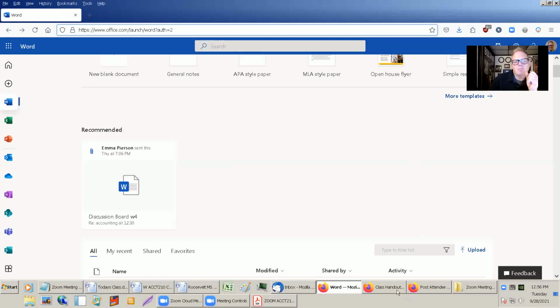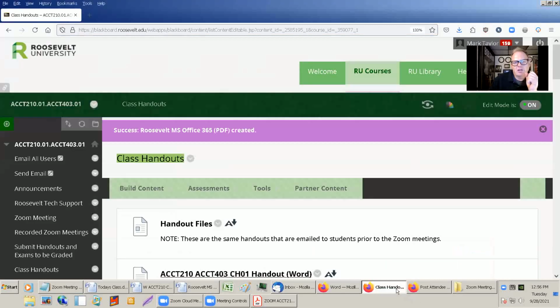Okay, I tell you what. Can you get into Blackboard? Oh, I'm sorry. There was a drop down menu. I do see the Roosevelt MS Office Word document. Okay. Well, yeah. So any document there, you can pull that up.